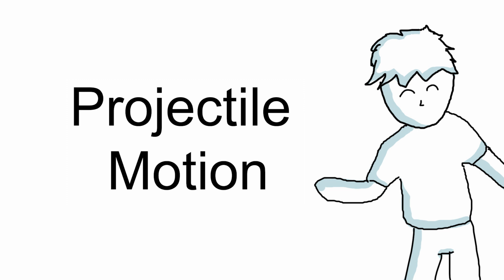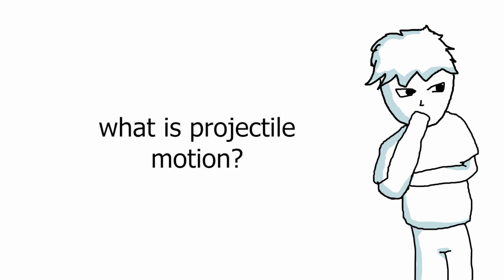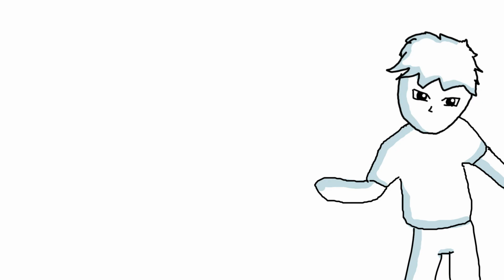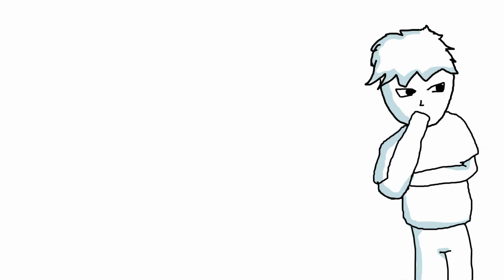Today, we'll talk about projectile motion. Well, what is projectile motion, you ask? Projectile motion is nothing but the motion of an object that has been thrusted or ejected at an angle from the horizontal. Well, too tough?